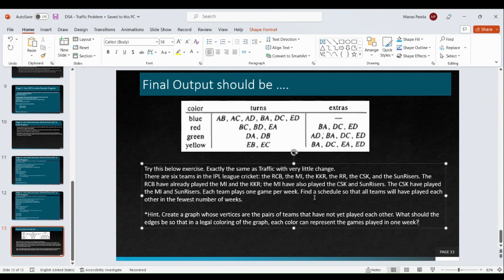Once you create the graph, then you can write the normal algorithm, and we'll see how the output is coming. So you can try at your own end and see if you are able to resolve that.